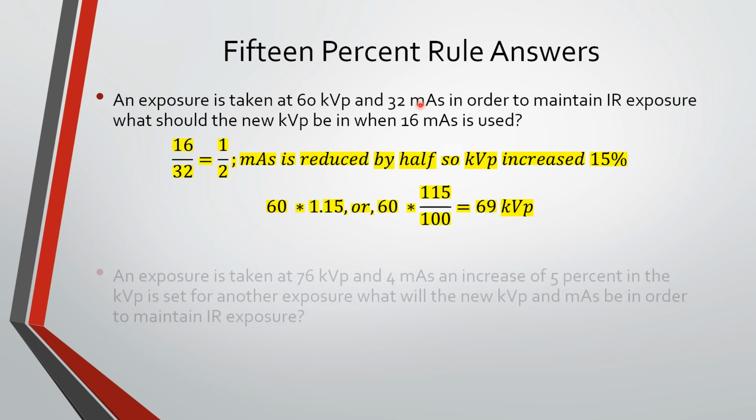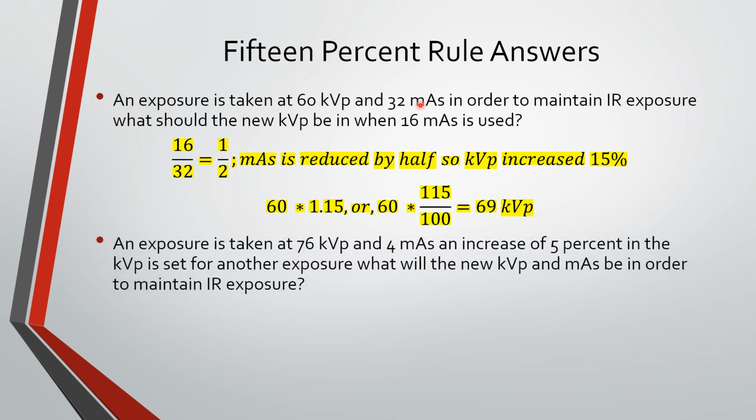The next question: an exposure is taken at 76 kVp and 4 mAs, and an increase of 5% in the kVp is set for another exposure. What will the new kVp and mAs be in order to maintain the IR exposure? It's only given us two parameters here. Well, this one gave us three things, but we can figure out the other one. So we know right off the bat, an increase of 5% in the kVp is set.